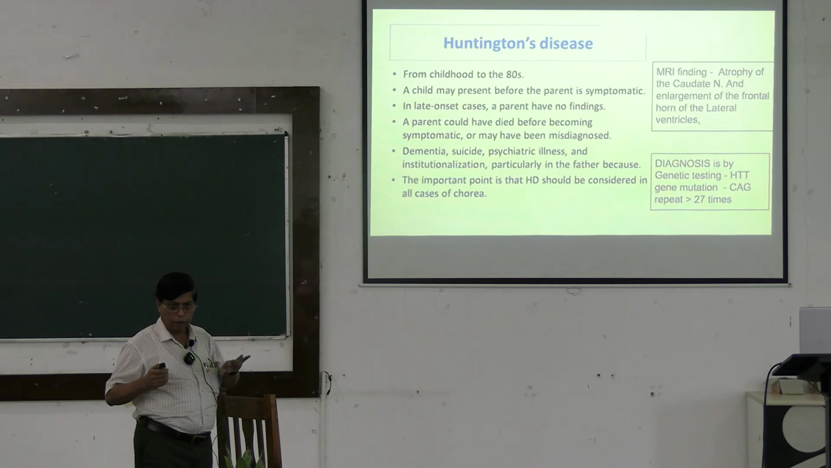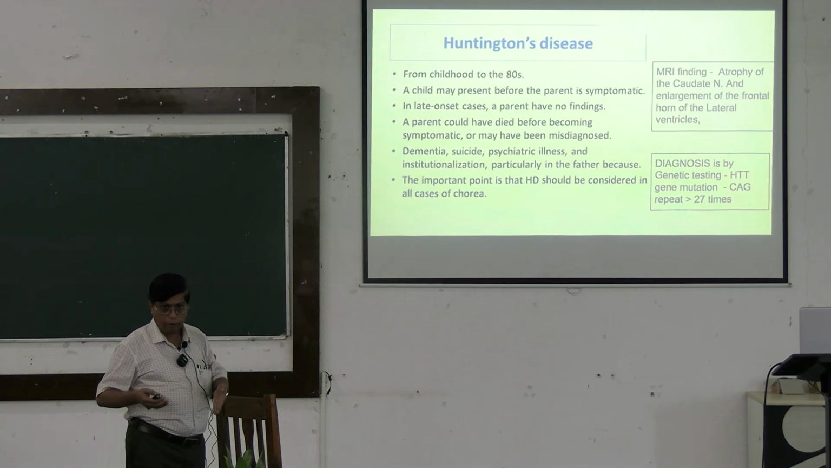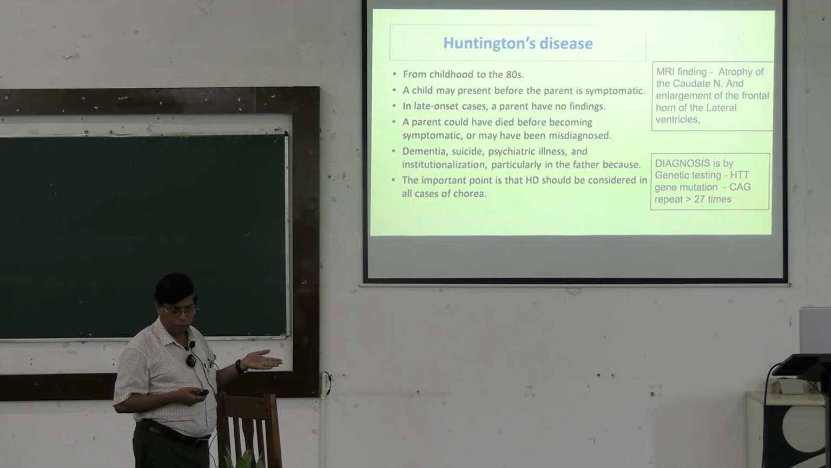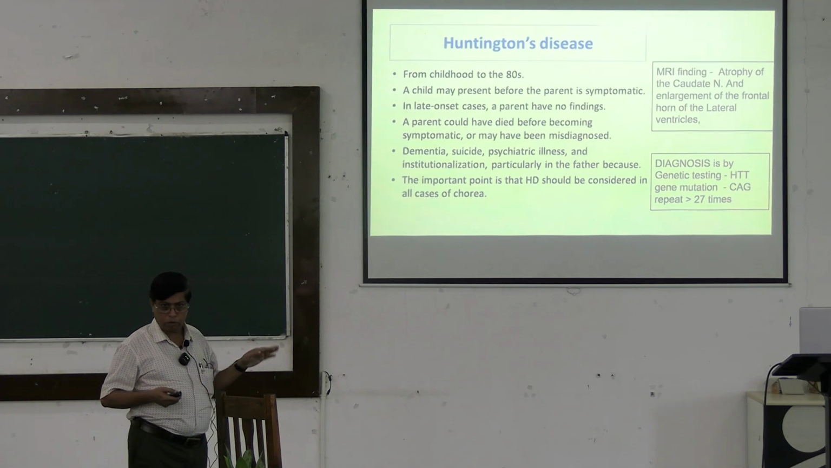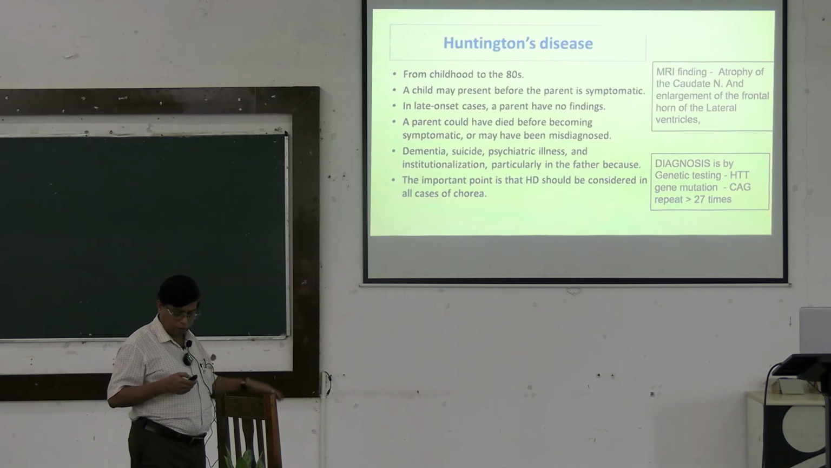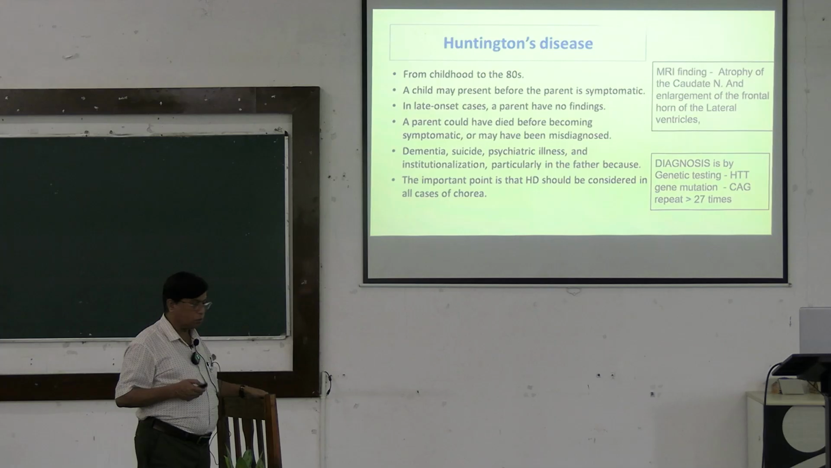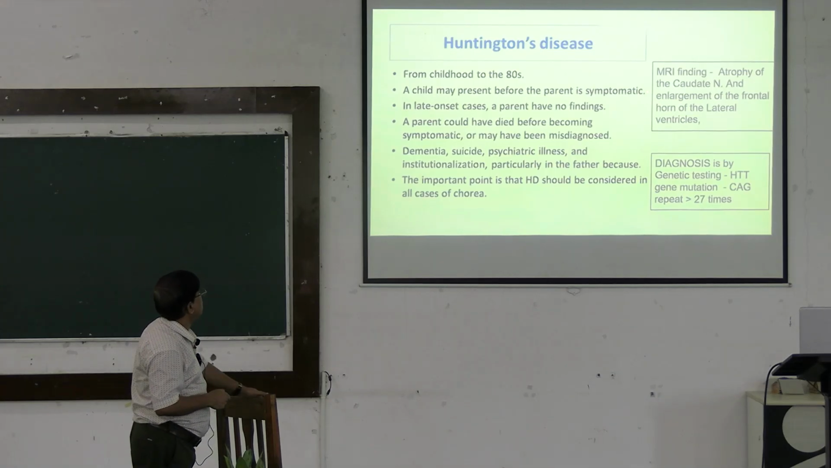Sometimes it so happens that we have seen a parent come with a child who has Huntington's chorea, but the parent does not have it. But that parent should have it, because it is an autosomal dominant disorder. Sometimes the parents will have the disease late. They come with their son who has the disease. So these things.